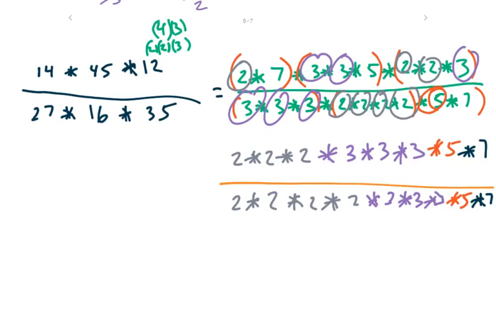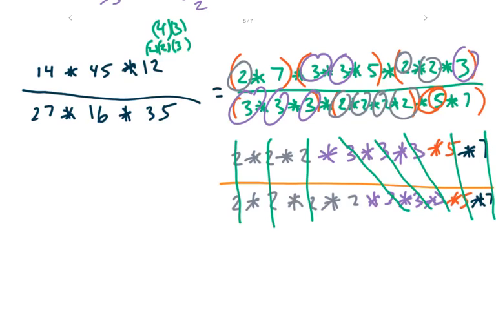But the neat thing about this is that if I write it this way, the 2s divide out, the 3s divide out, the 5s divide out, and the 7s divide out. So all I'm left with is what? All I have is 2 on the bottom, right? So remember we said when it divides out, these are technically all 1.